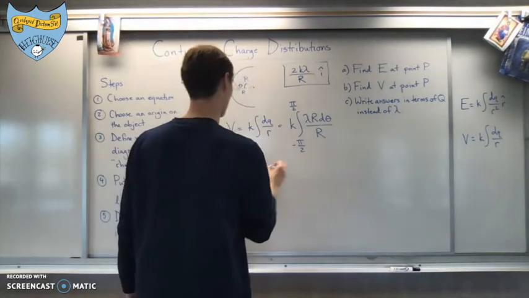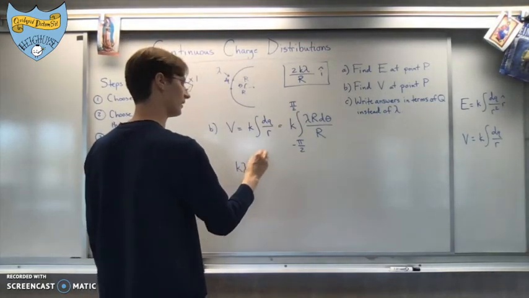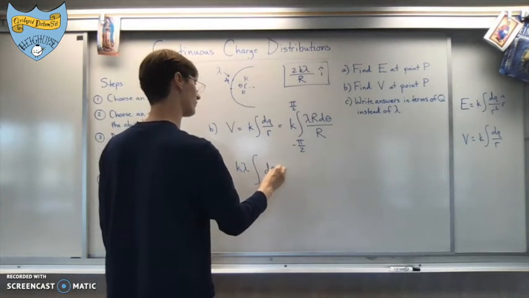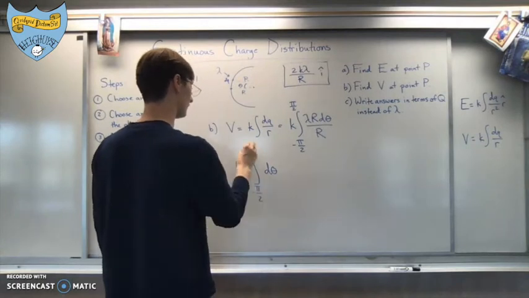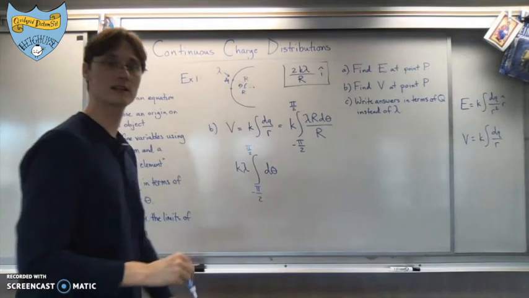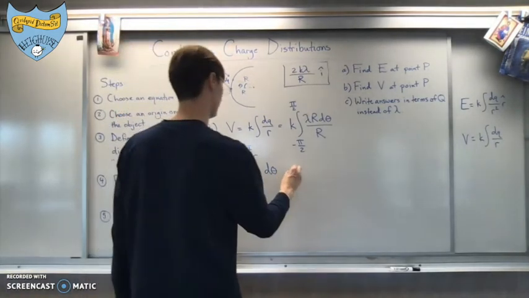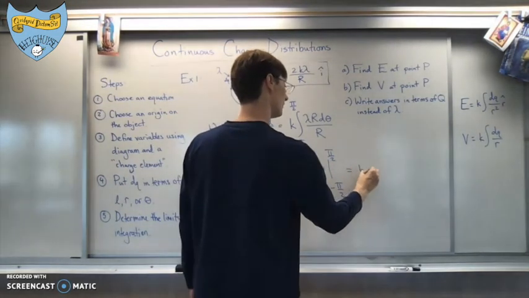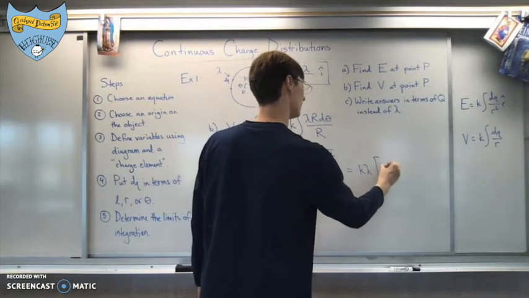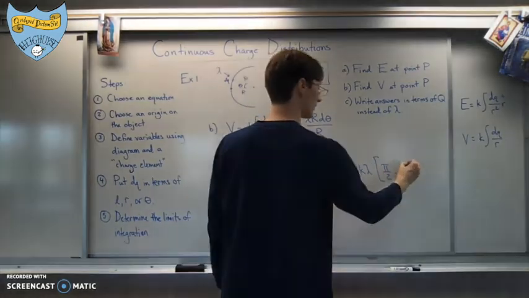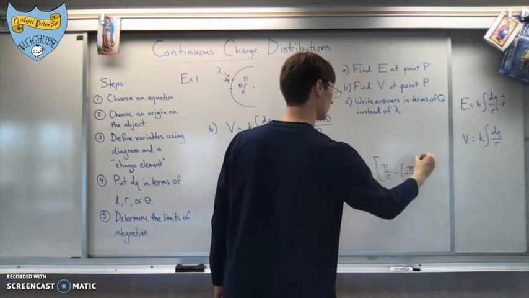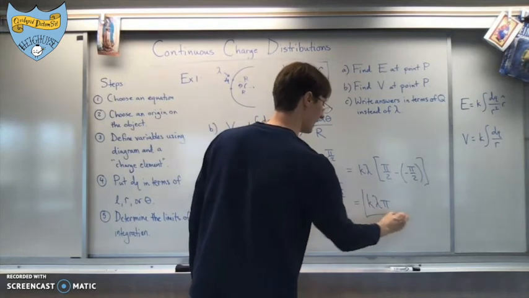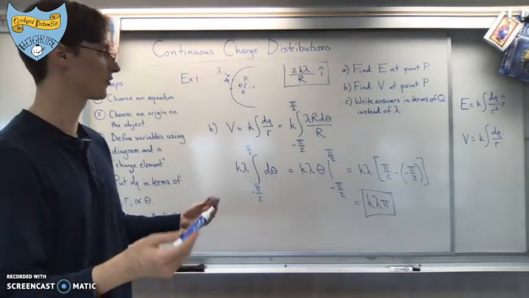So simplifying this, we're just going to get k lambda, the r's cancel out, integral of just straight up d theta. Now if you don't remember how to integrate just d theta, it's theta. That's it. So when we plug in our bounds, we will get k lambda times pi over 2 minus negative pi over 2, which will give us pi. So final answer, the electric potential is k lambda pi volts.